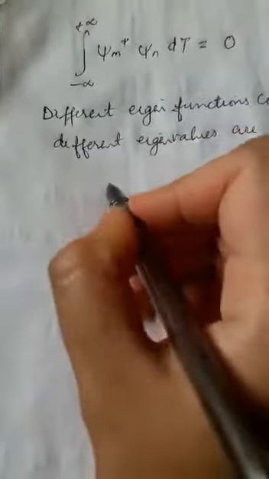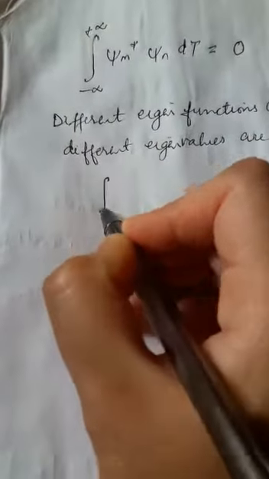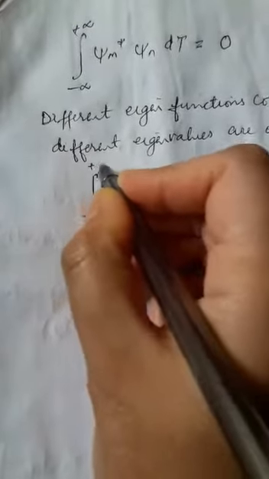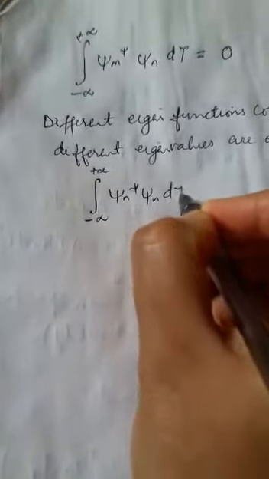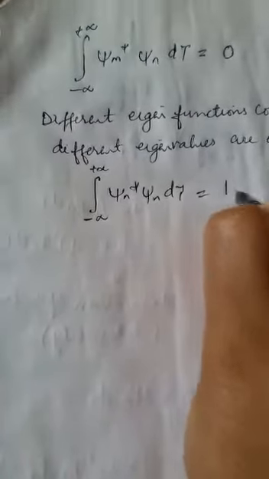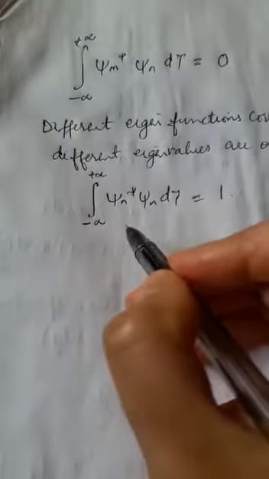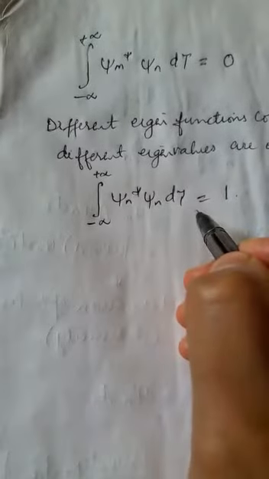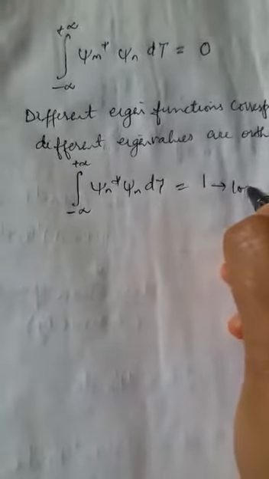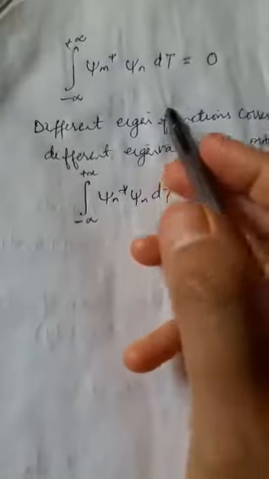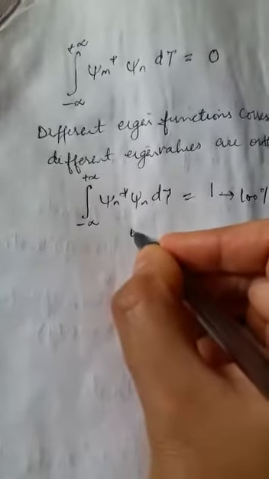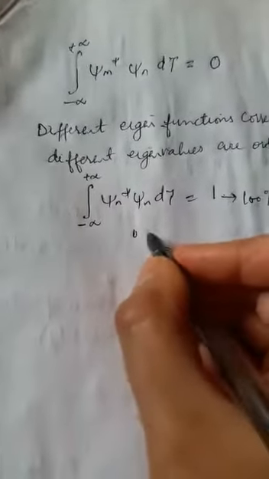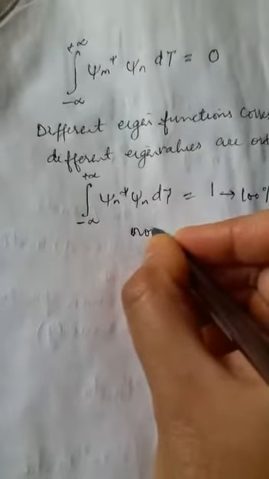Consequently, if the integral is expressed in this manner, psi n star psi n d tau, this is equal to 1. Obviously, this gives the total probability, which is always equal to 1. 1 reflects 100% over here. So if we want to state these two conditions together, by the way, I should write that this is orthonormal. This is the normality condition, by the way.